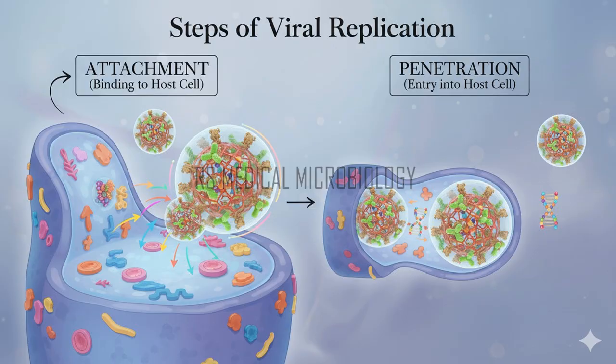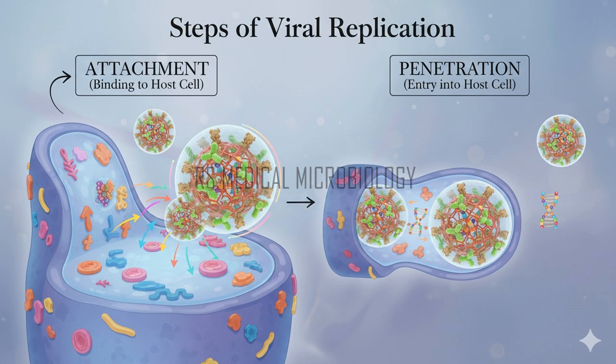Next comes the process of penetration. This process can happen in three different ways. One is phagocytosis, or in viruses what we call viropexis. It's a receptor mediated endocytosis, which means the virus particle is taken as such inside the host cytoplasm.